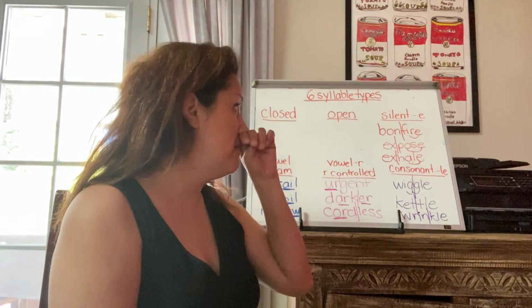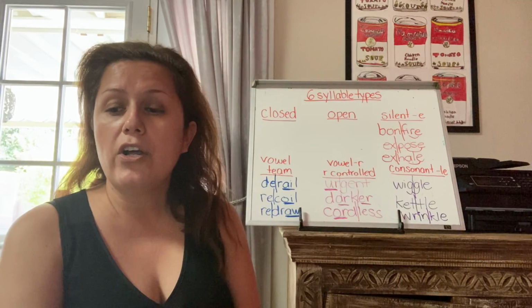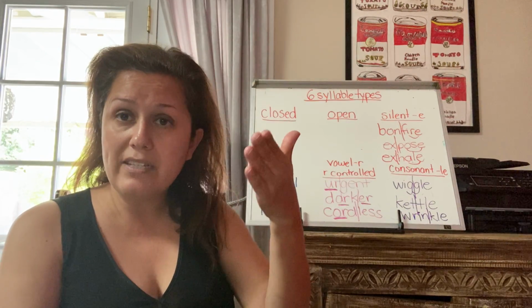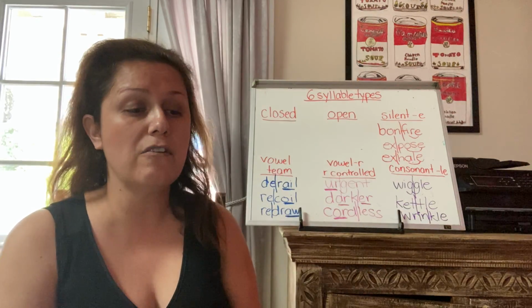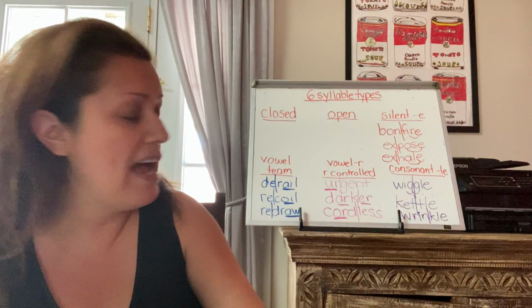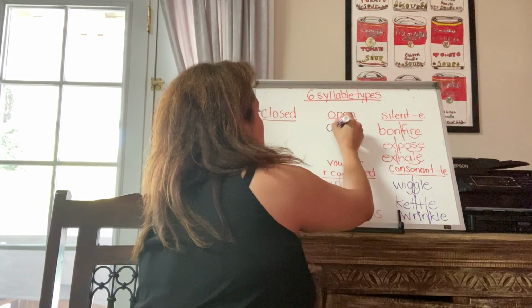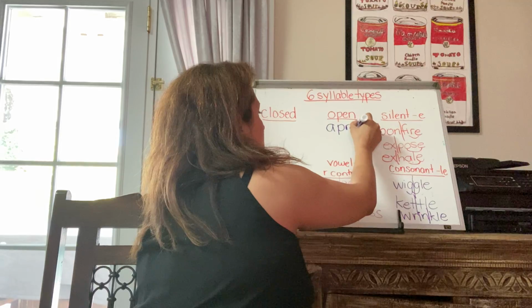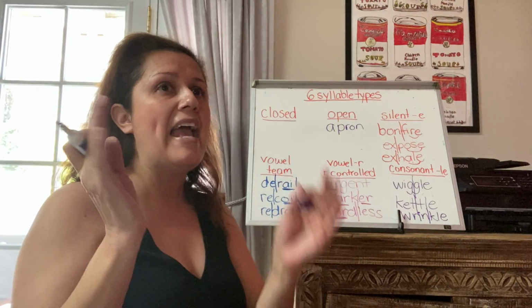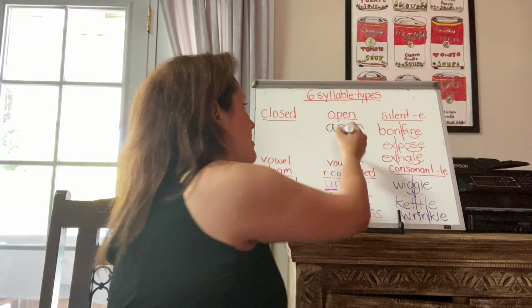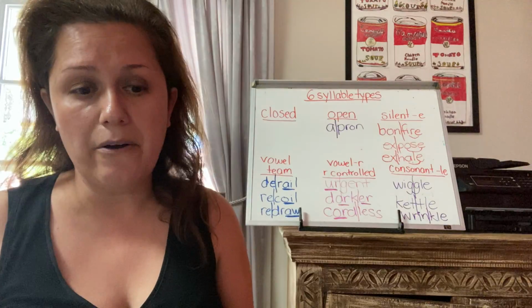So open syllables, when you find out the syllables in the word, the syllable is gonna end in the vowel, and it has a long vowel sound. Okay, so for example, if I have the word apron, apron. So apron has two syllables, so it stops right there on the A, and that's a long vowel sound.